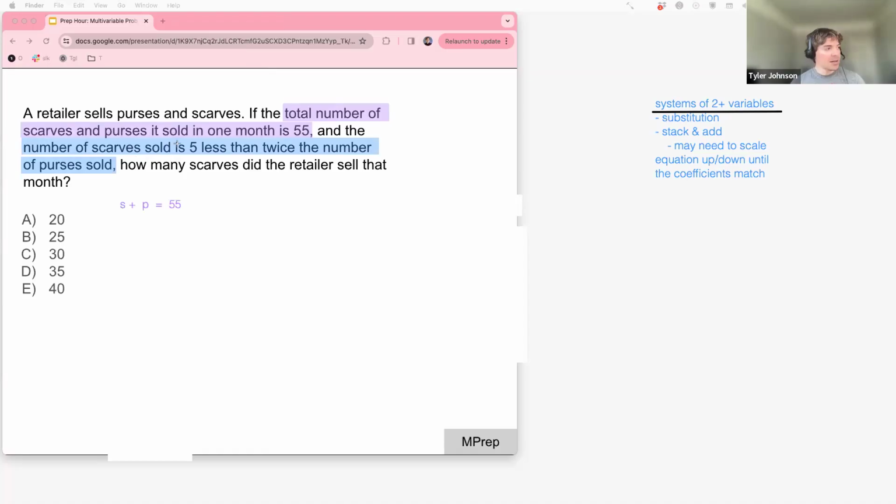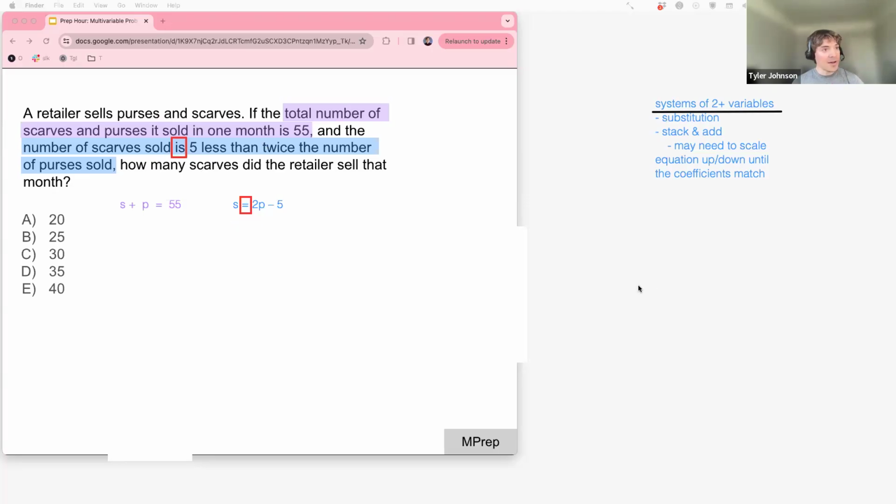And when you're translating, for the second sentence in particular, I think it's really useful to locate the verb in the sentence. Usually that's a verb to be: is, was, are, were. If you find that, that really indicates where the equal sign in your translation is going to go. So my number of scarves, S, is going to be 5 less, so minus 5, then twice the number of purses. So that's 2p minus 5, all anchored around that equal sign.